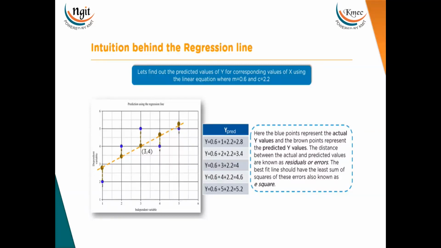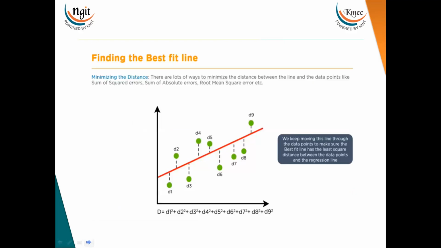So the best fit line should have the least sum of squares of these errors, which is also called least square. Clear? How we are finding the best line here? Now this line is not the best line because we will be having a difference between the actual value and the predicted value. So what we are trying to do? We are trying to minimize the distance between the actual value and the predicted value every time. We are trying to reduce the residual or we are trying to reduce the error.